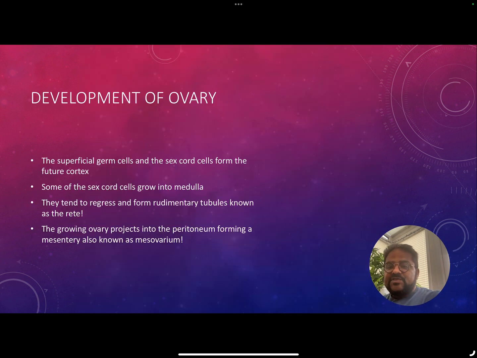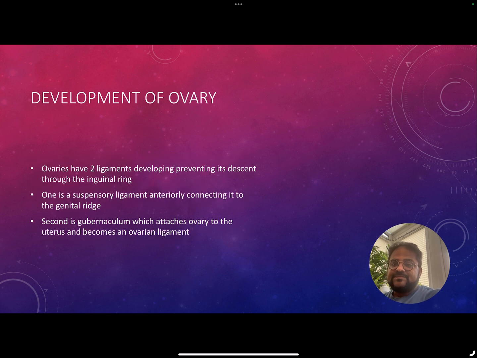So the superficial germ cells and the sex cord cells form the future cortex. Some of the sex cord cells grow into the medulla, but they tend to regress and form rudimentary tubules known as rete ovarii. And the same rudimentary tubules in testis will be known as rete testis. And the growing ovary projects into the peritoneum, forming a mesentery, also known as mesovarium, which supports it.